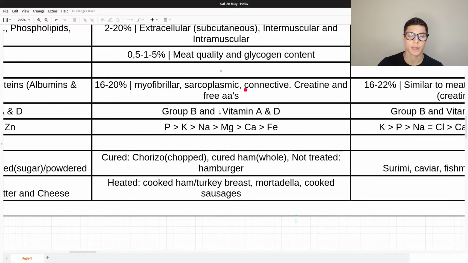Myofibrillar, sarcoplasmic, and connective proteins, and of course non-protein substances such as creatine and free amino acids. The vitamins from the group B, and in less percentage compared to the milk, vitamin A and D. But we have to mention that the liver is full of vitamin A and D. In the minerals are phosphorus, potassium, sodium, magnesium, calcium, and iron, the heme iron.